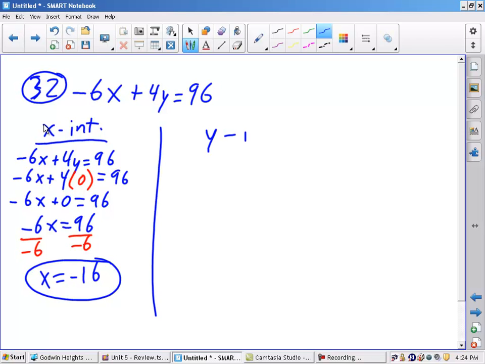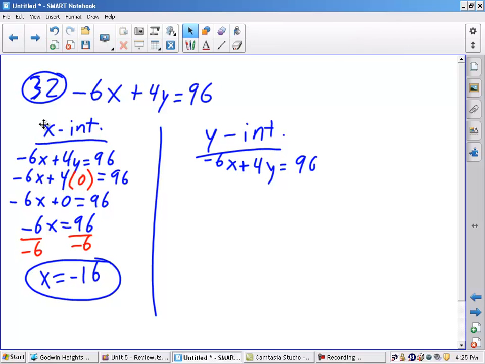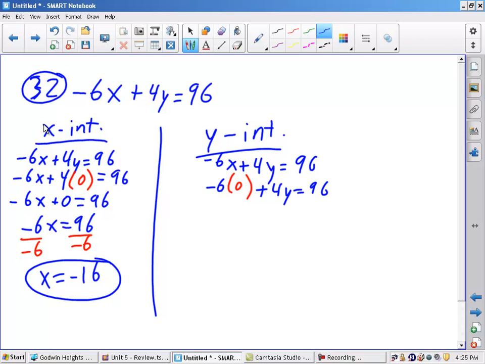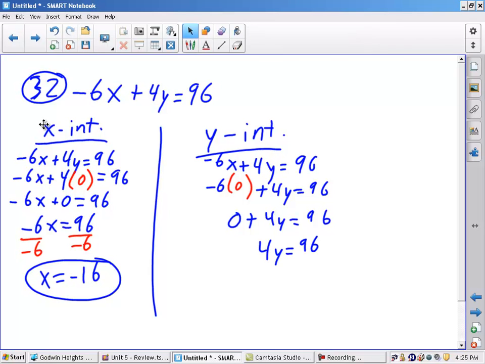Now, my y-intercept. Same process, same formula, only for my y-intercept, I'm plugging in 0 for my x. So I've got negative 6 times 0 plus 4y equals 96. Again, this is going to give me 0. I don't need that 0 anymore, so I can just write 4y. Then I divide by 4 on both sides, and you get y equals 24. And those are your intercepts.